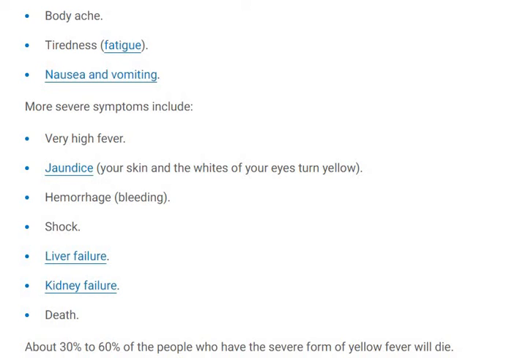Second is hemorrhage. Hemorrhage is bleeding: bleeding from the nose, bleeding from the rectum, bleeding from the mouth. The third one is shock and liver failure, also kidney failure and sudden death. So, ladies and gentlemen, here is some introduction to yellow fever and its symptoms. Some are more severe symptoms, and some are less severe symptoms.